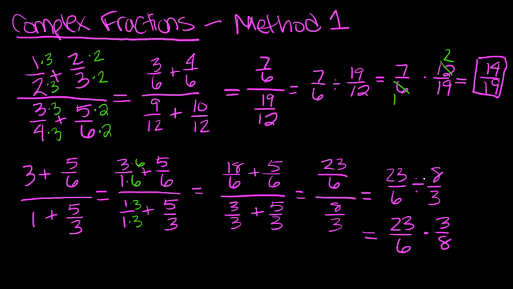So I'm going to say 3 goes into 6 twice. 23 is a prime number, so I know 8 doesn't go into it. And so I'm left with 23 times 1, which is 23 in the numerator, and 2 times 8, which is 16 in the denominator. And unless you are instructed otherwise, you can go ahead and give your answer as an improper fraction, 23 over 16. So there we go. That covers method 1 of simplifying complex fractions.